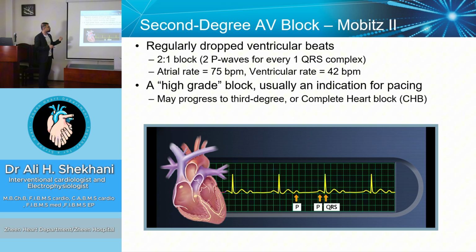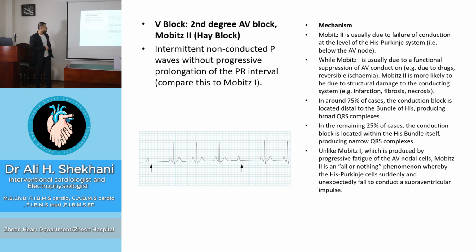In Mobitz type 2 AV block, there is no progressive prolongation. We have a sudden dropped beat like this. And usually the level of the block is below the AV node, in the His bundle or in the bundle branches. So most of the time, it is pathological. It's due to structural damage of the AV node, and it's one of the common indications for pacemaker.